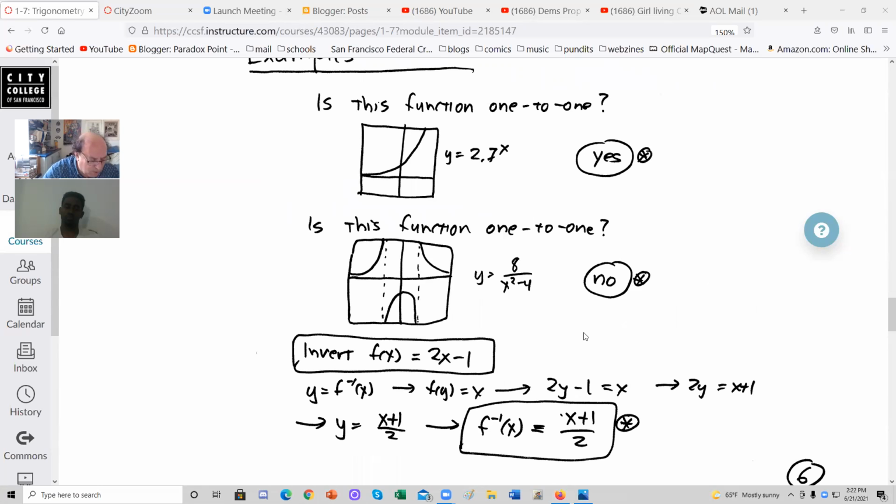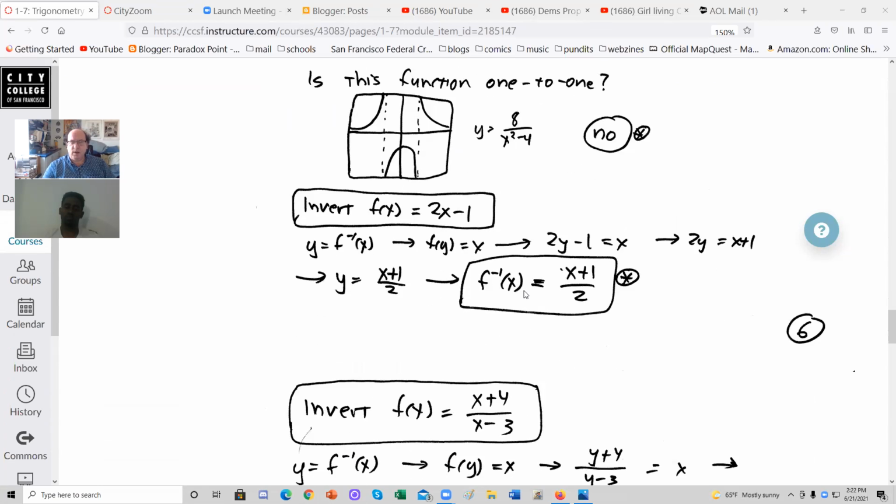Excuse me, Philmore. Have you fallen out? Yeah, you fell out of the graph. Oh dear. Okay, invert here.